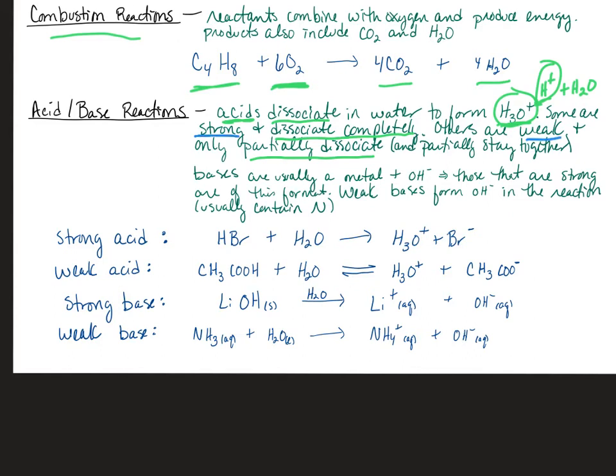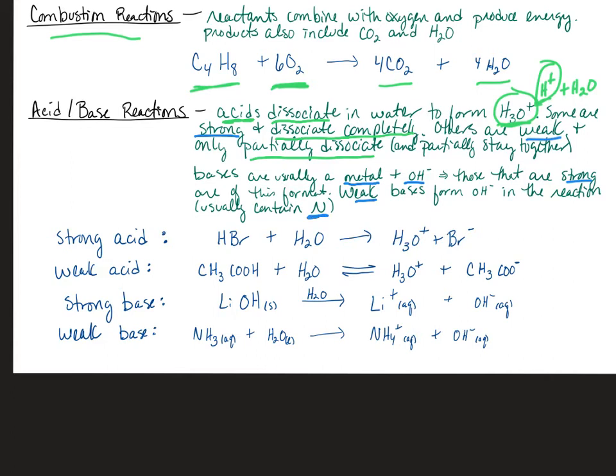Strong acids are dangerous, right? Bases usually are a metal and OH, at least strong bases are. So strong bases are of that format. Weak bases, those are harder to see at first, and it's okay, but they usually contain nitrogen. That's the easy way to know it for now, okay?